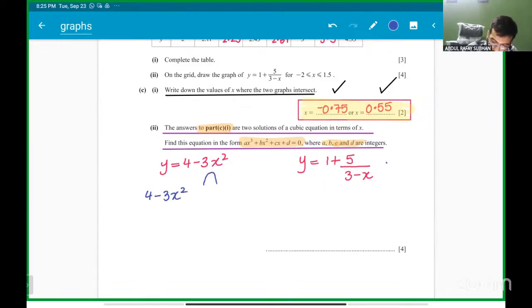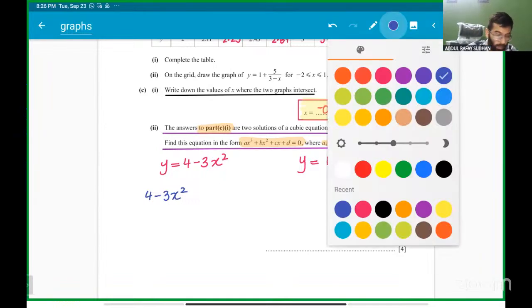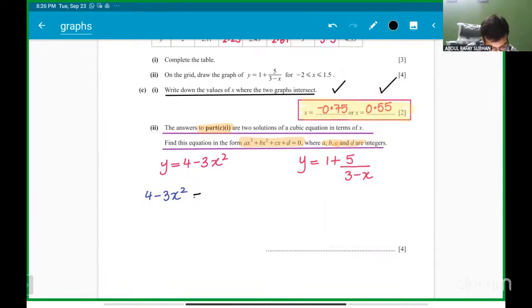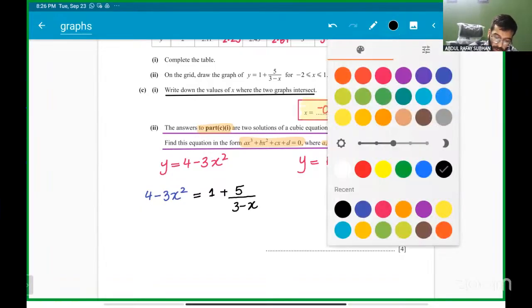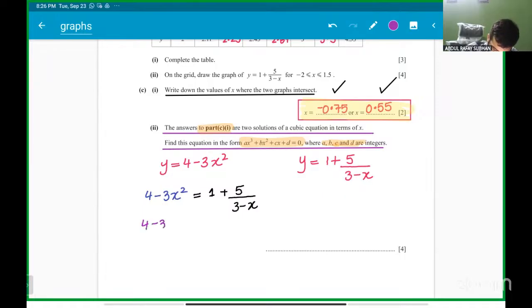This is the quadratic and this one was the reciprocal graph. Students need to understand what the question is all about. A quadratic graph is merging with the reciprocal graph. You just have to equate both of them together. So it will be 4 - 3x² = 1 + 5/(3 - x). Taking the LCM, 4 - 3x² = (1 × (3 - x) + 5)/(3 - x), okay?